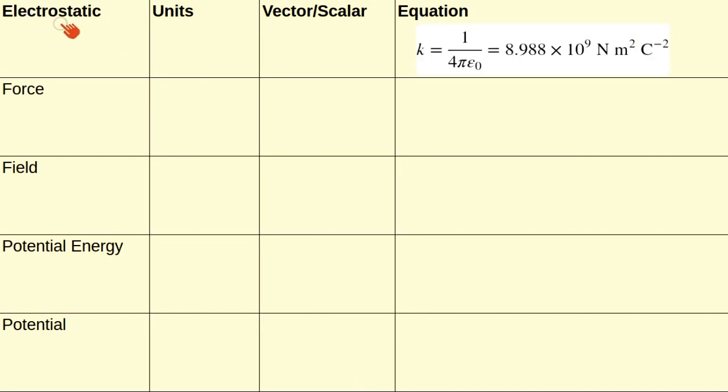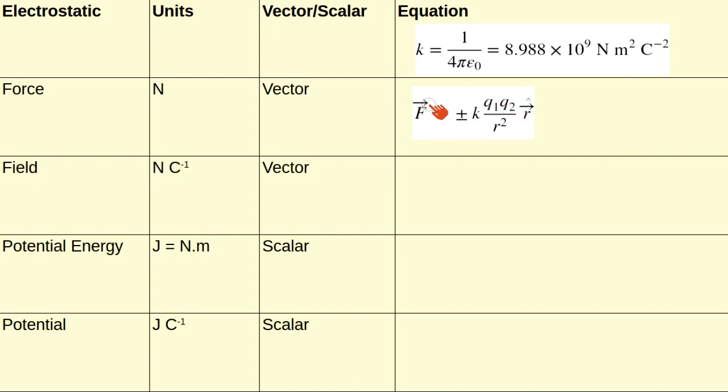Similarly, for electrostatics, the title now is electrostatic. We have units, vector or scalar, the equation, and here we have the constant, which is 1 over 4 pi epsilon naught, which is 8.988 times 10 to the 9 Newton meter squared per coulomb squared. This is normally rounded up to 9.0. So you have 9 times 10 to the 9, a nice easy number to remember. Again, the same order, force, field, potential energy and potential. The units drop out as being Newton, Newton per coulomb, a joule, which is a Newton times a meter, and a joule per coulomb. Again, vector, vector, scalar, scalar.